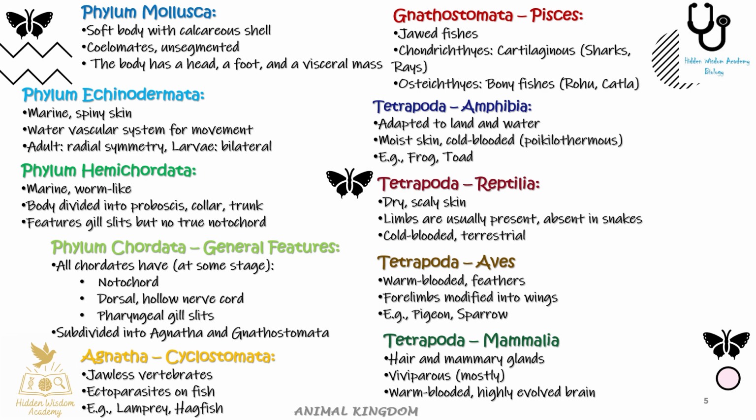Pisces includes aquatic animals like bony and cartilaginous fish adapted with gills and fins for life in water. Tetrapoda includes four-limbed vertebrates, adapted to live on land and water.